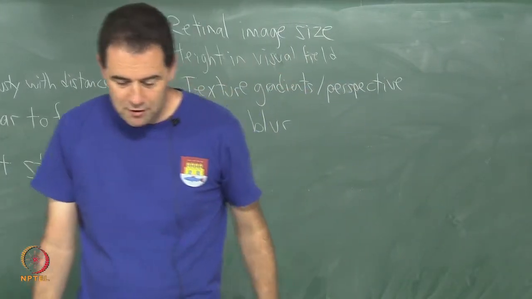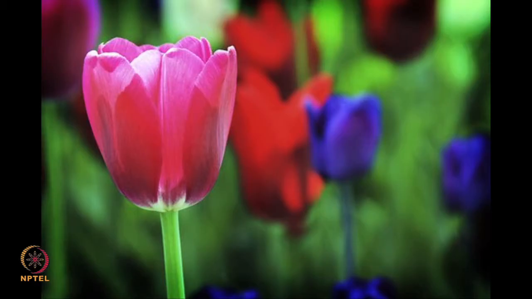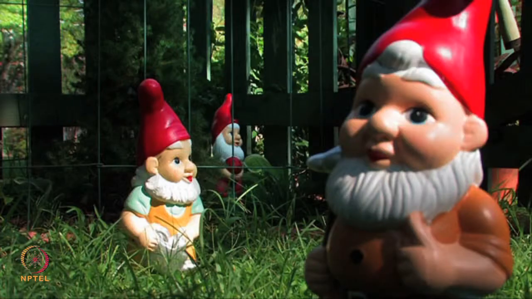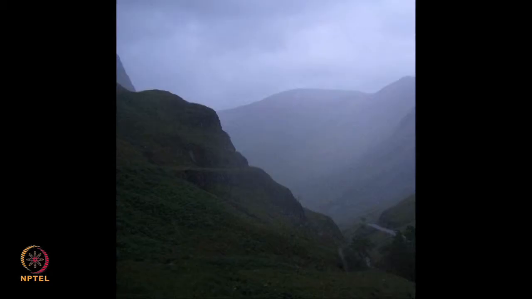So it looks in this one that the blurry parts are farther away, right? Just by the way we've drawn this image, we perceive the pink flower to be closer. In this case, we have blurring up in the front. We perceive the garden gnome to be further away.